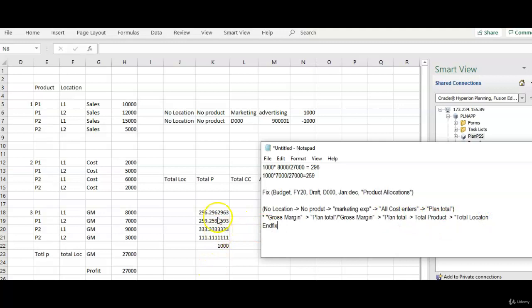In this session, we have seen our requirement and also the combinations from the planning application. In the next session, we will see the actual business rule.